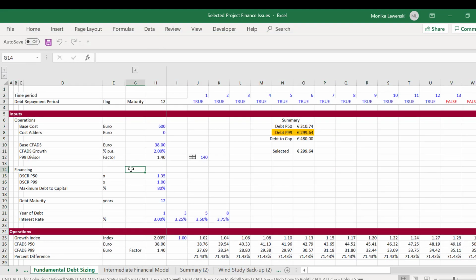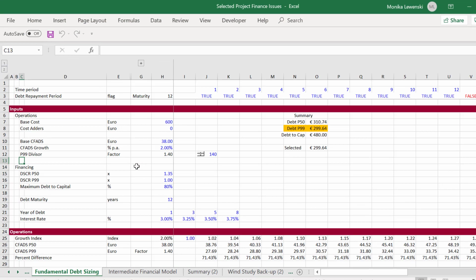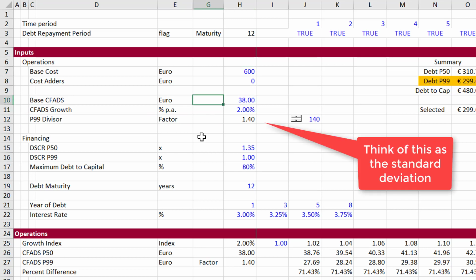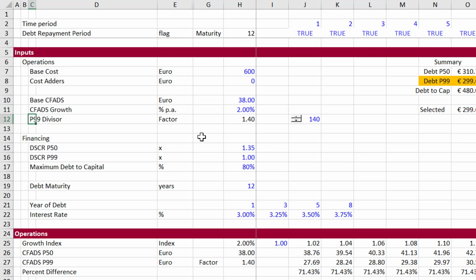All right, now, so we have the inputs. I wanted to color the inputs. That's just from column A, obviously. Now, I'm assuming a cost of a project and then some cash flow available for debt service with a kind of base case thing. And then I assume, well, this is, I call it the P99. I should call it P99 divided by P50. How about P50 divisor?